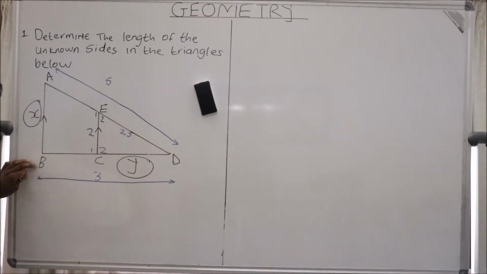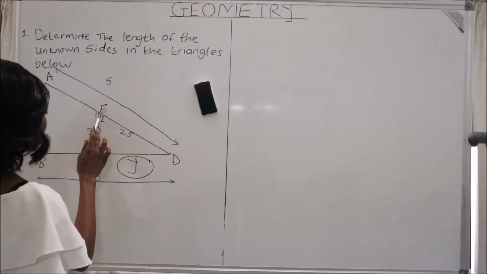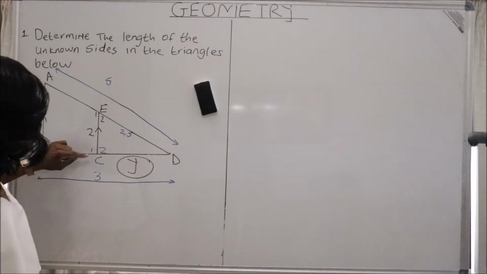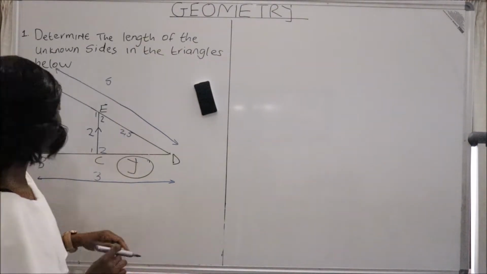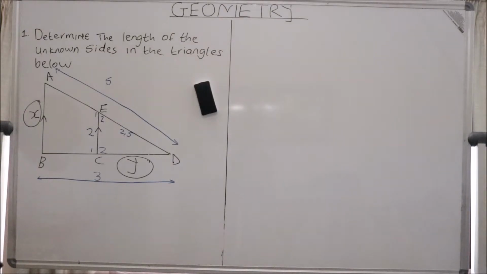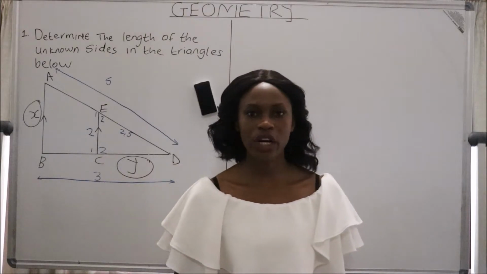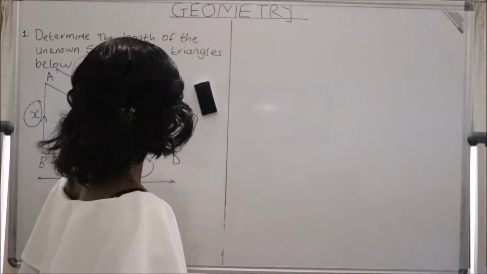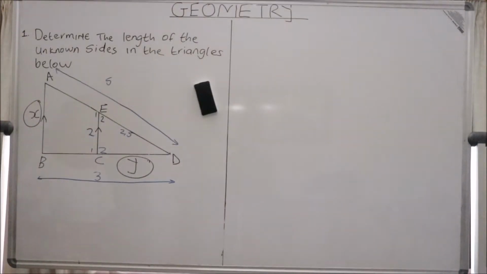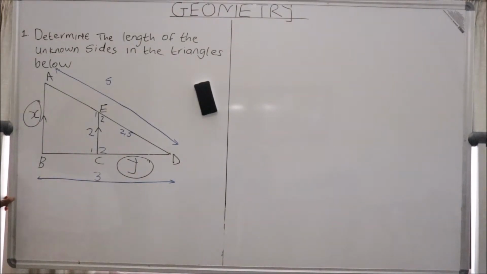As you can see, the length between BD is equal to 3, the length between AD is equal to 5, the length between E and D is equal to 2.5, and between E and C is equal to 2. The first thing we can do is to prove if these two triangles are similar to each other, and after that you will use the corresponding sides to find the unknown sides in the triangle. To prove the similarity of these triangles, we need to prove that the angles are equal to each other.